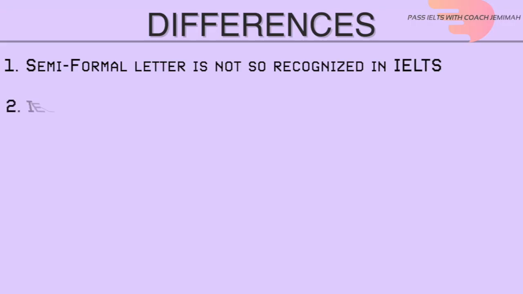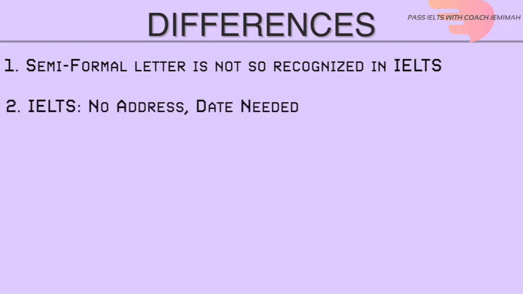Now, another thing about the differences between these two is that for your IELTS letter writing, you do not need any addresses. You do not need any dates. Yes, in the traditional letter writing, the normal letter writing that we all know, you have to write your address. For your informal letter, you need an address. For your formal letter, you need 2 addresses. Okay, but for IELTS, either formal or informal letter, you do not need any addresses at all. You don't write any dates. Just go straight to the point.